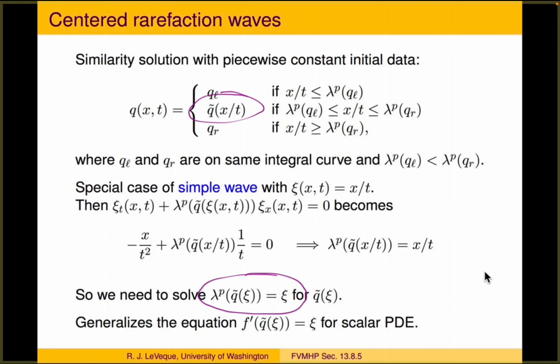This is exactly the same as what we saw for the scalar conservation law case, where the corresponding equation was that f prime of q tilde of xi has to equal xi in order to solve for the structure of a rarefaction wave in Burgers' equation, for example, or traffic flow. And this is exactly the same condition. In the scalar case, of course, f prime is equal to the eigenvalue. There's only one eigenvalue in the scalar case, and so it's exactly the same equation.